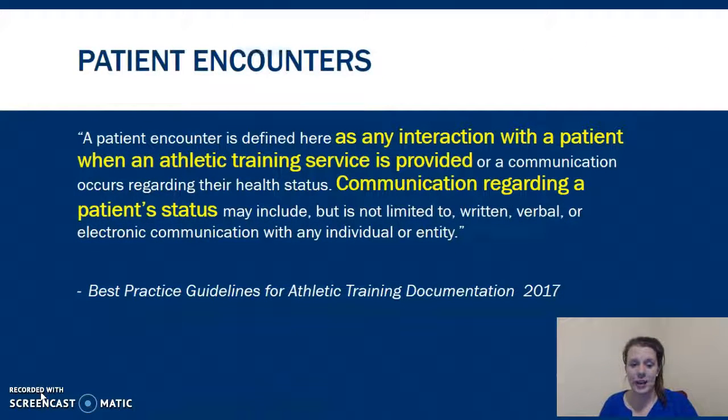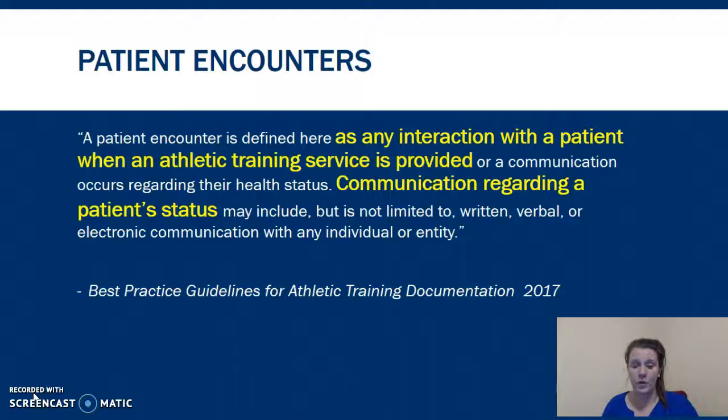The best way to begin this is by talking about a definition of what a patient encounter is. This is the most important thing that you're going to need to define when you're trying to determine what you should or shouldn't document for a patient. A patient encounter, as defined by the best practice guidelines for athletic training documentation, is any encounter that has an interaction with a patient when an athletic training service is provided or communication occurs regarding their health status. That communication may include, but is not limited to, verbal, written, or electronic communication with any individual or entity.